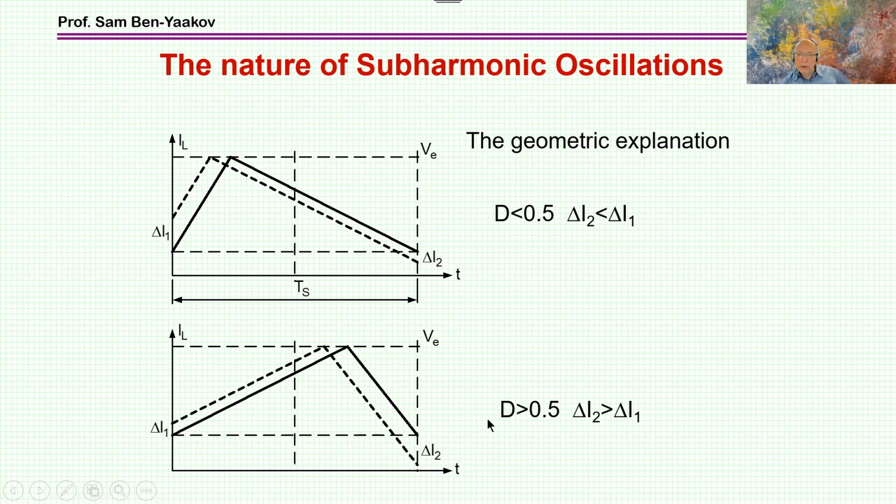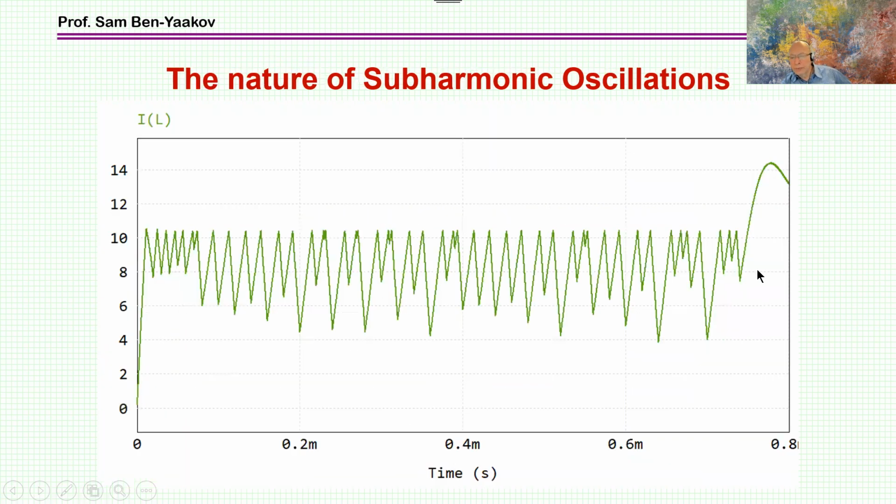So the end result is that for duty cycle below 0.5, there's no problem. It will die out because this disturbance now is smaller than the beginning, then it'll be smaller and smaller, and that's the end of it. On the other hand, if the duty cycle is more than 0.5, then what will happen is that it'll start oscillating as it is shown here. This is from simulation of a system in a time domain which has a duty cycle larger than 0.5.